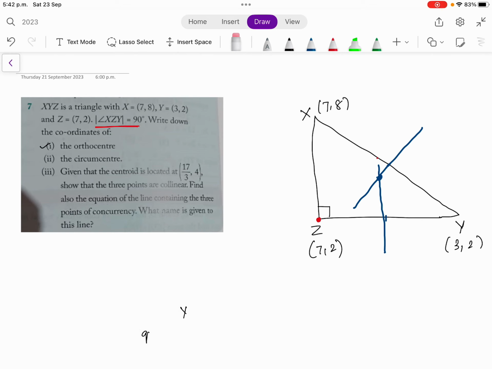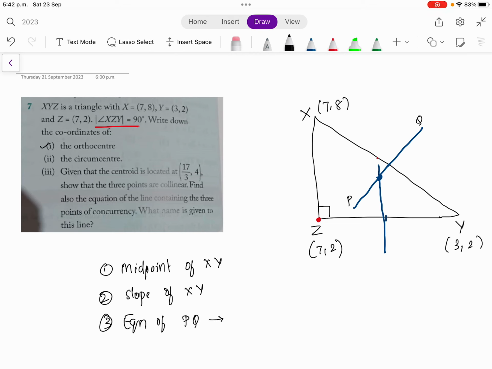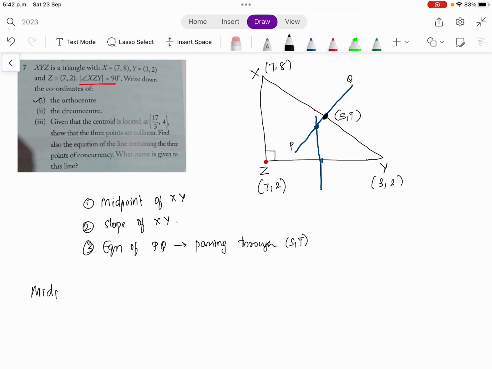Now in this case, the steps are: first we find the midpoint of XY, then find the slope of XY, and then find the equation of the line PQ passing through the midpoint, using the perpendicular slope. The midpoint of XY will be (x1 plus x2) over 2, (y1 plus y2) over 2, which is (7 plus 3) over 2, (8 plus 2) over 2, which is equal to (5, 5). So this point is (5, 5).